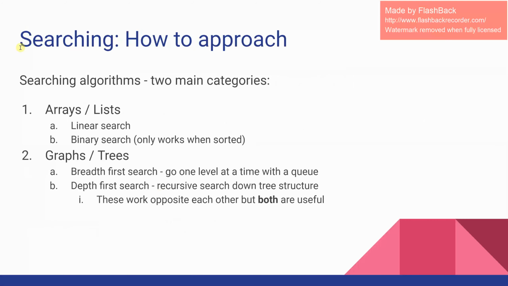So next, we can move on to searching. With searching, we're going to split the algorithms into two main categories. When you're looking at arrays and lists, you have linear search and binary search. And when you're looking at graphs and trees, you have breadth first search and depth first search.